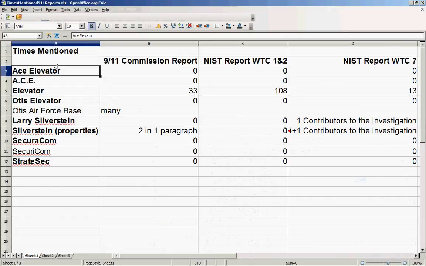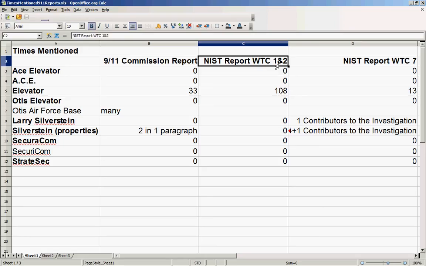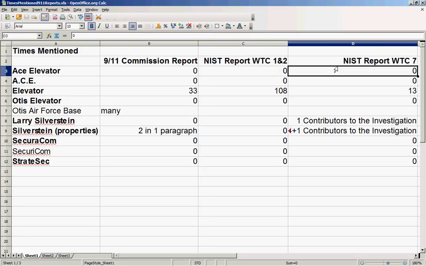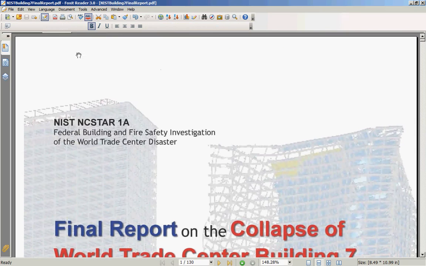So we can put this on a chart of the times mentioned for various search terms. ACE Elevator in the 9/11 Commission Report, 0 times. 0 times in the NIST report for Buildings 1 and 2, and 0 times for the World Trade Center Building 7. Well, maybe ACE was spelled A.C.E. So let's go and check that out.